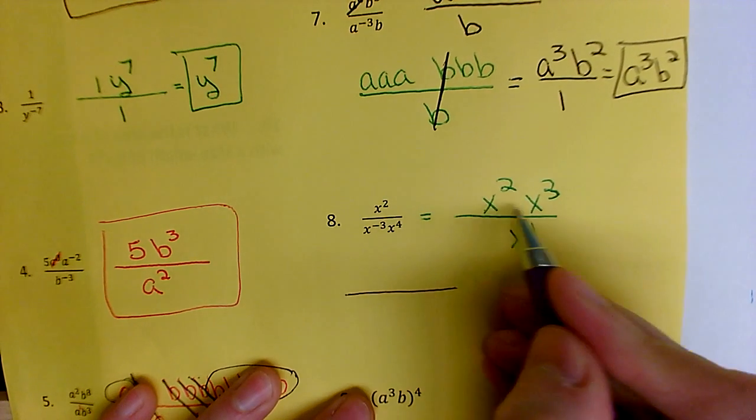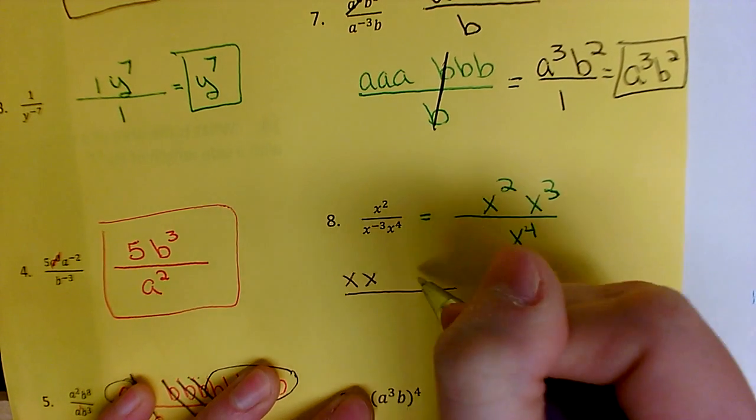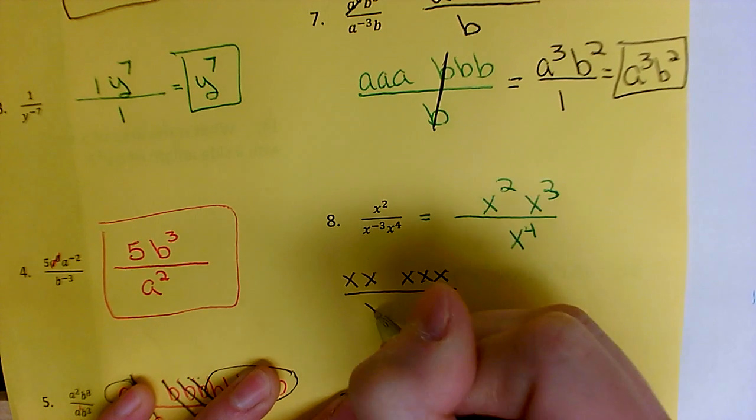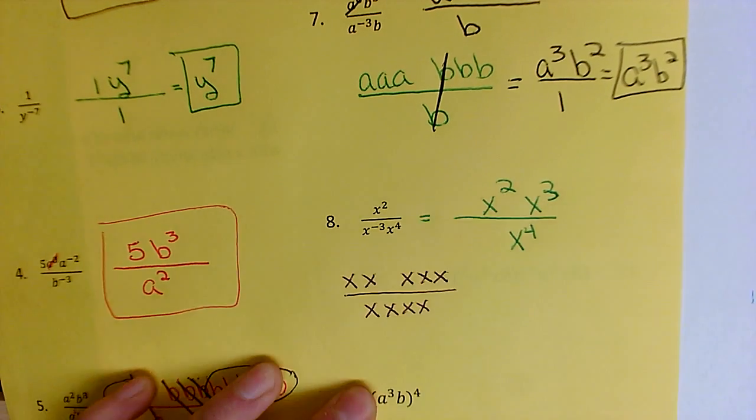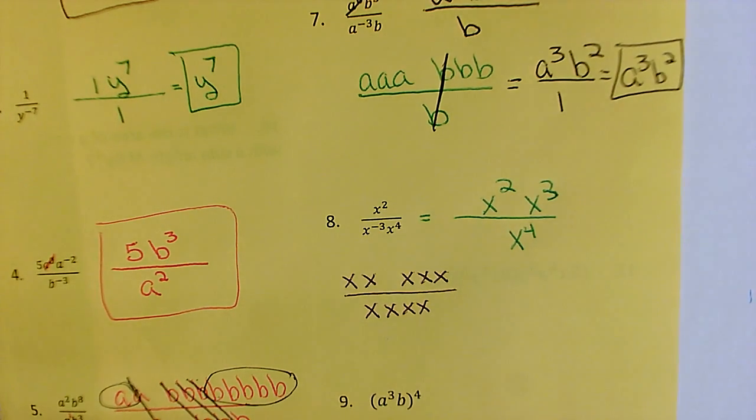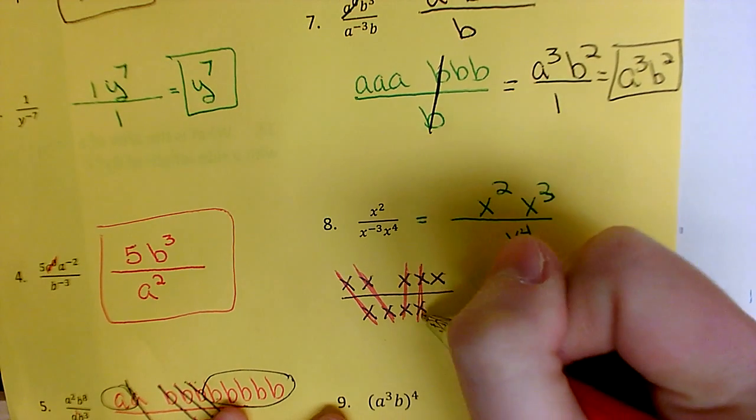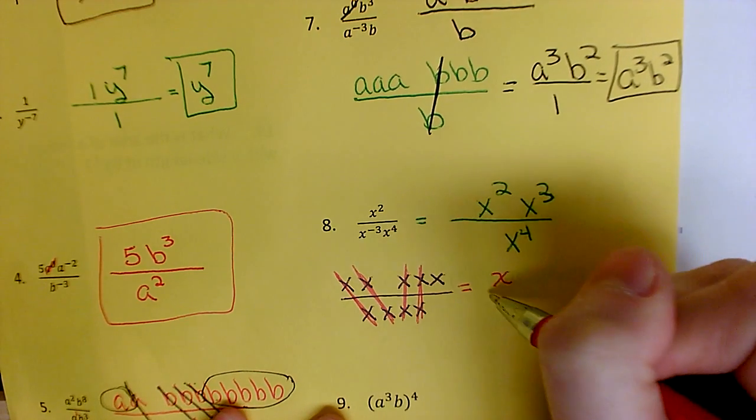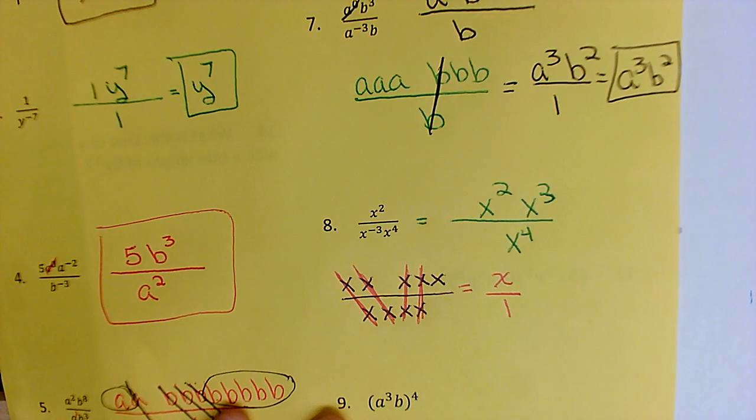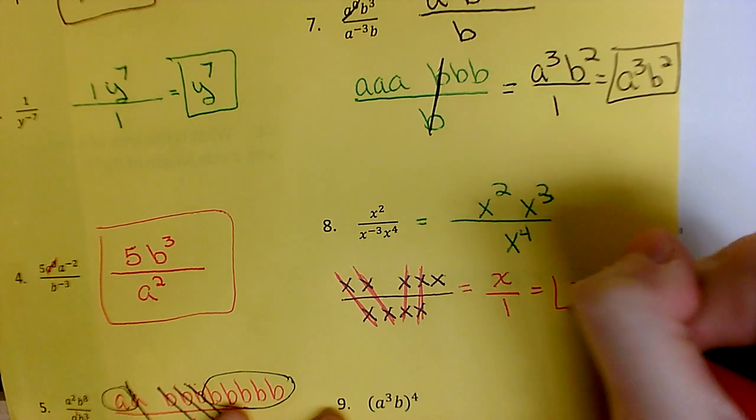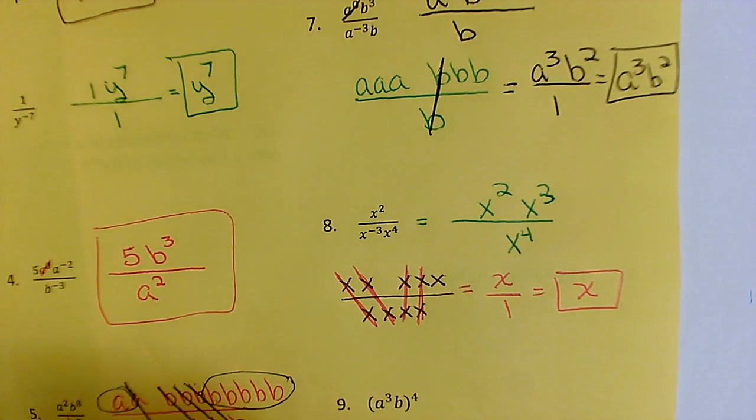So now I've got repeating bases. Let's expand it. X squared, x cubed, over x to the 4th. And I can cancel out anything that they have in common. There goes 2 x's, there goes 2 more x's, so I'm only left with 1 x on the top and nothing on the bottom, so my answer is just x.